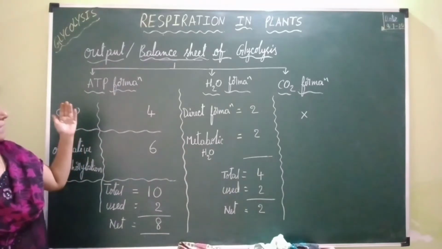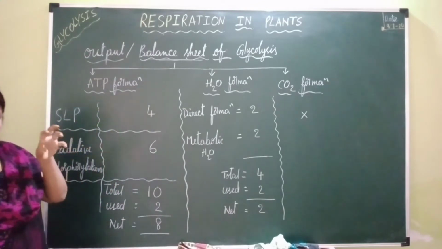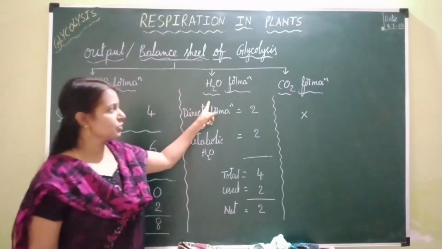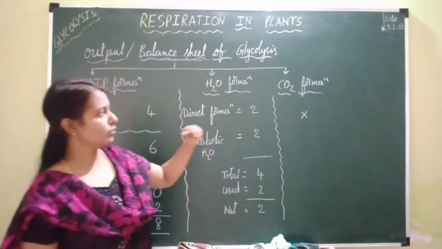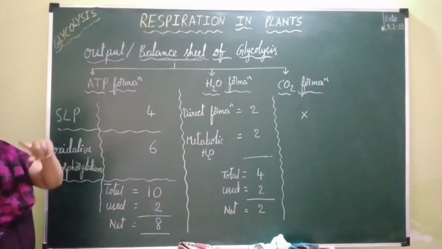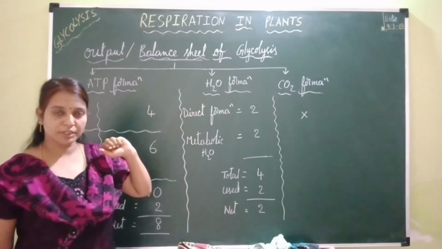So now let's see the output or balance sheet of glycolysis. Let's study this balance sheet of glycolysis with respect to formation of ATP, formation of water, how many water molecules are formed, and carbon dioxide formation. Why do we have to study this balance sheet with respect to ATP formation, water formation, and carbon dioxide formation?